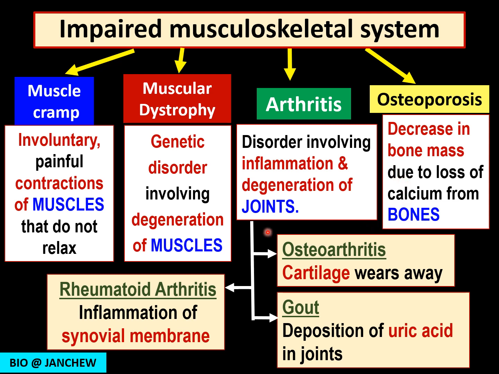Okay, so here we can see that muscle cramp involves muscles, muscular dystrophy involves muscles, arthritis involves the joints, and osteoporosis involves bones, which are all parts of the musculoskeletal system. So I encourage you to jot down this schematic diagram, which is very useful for revision, especially when you want to refresh your memory at a quick glance. Then you get all the different diseases here, plus the basic causes or definition.